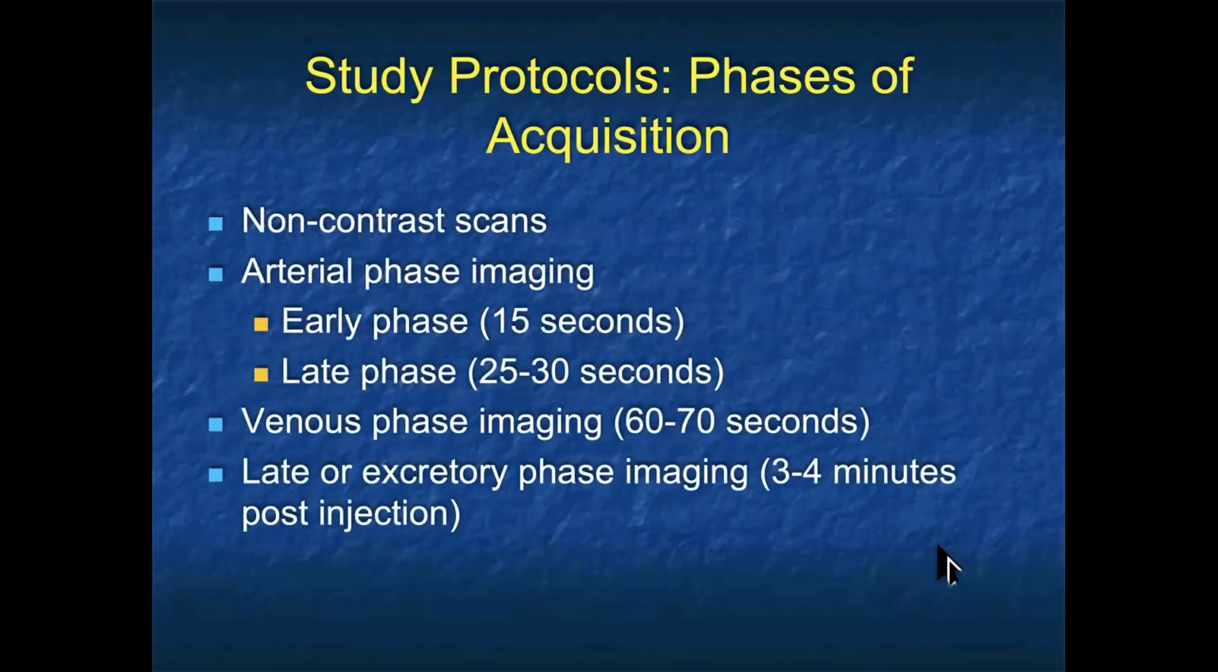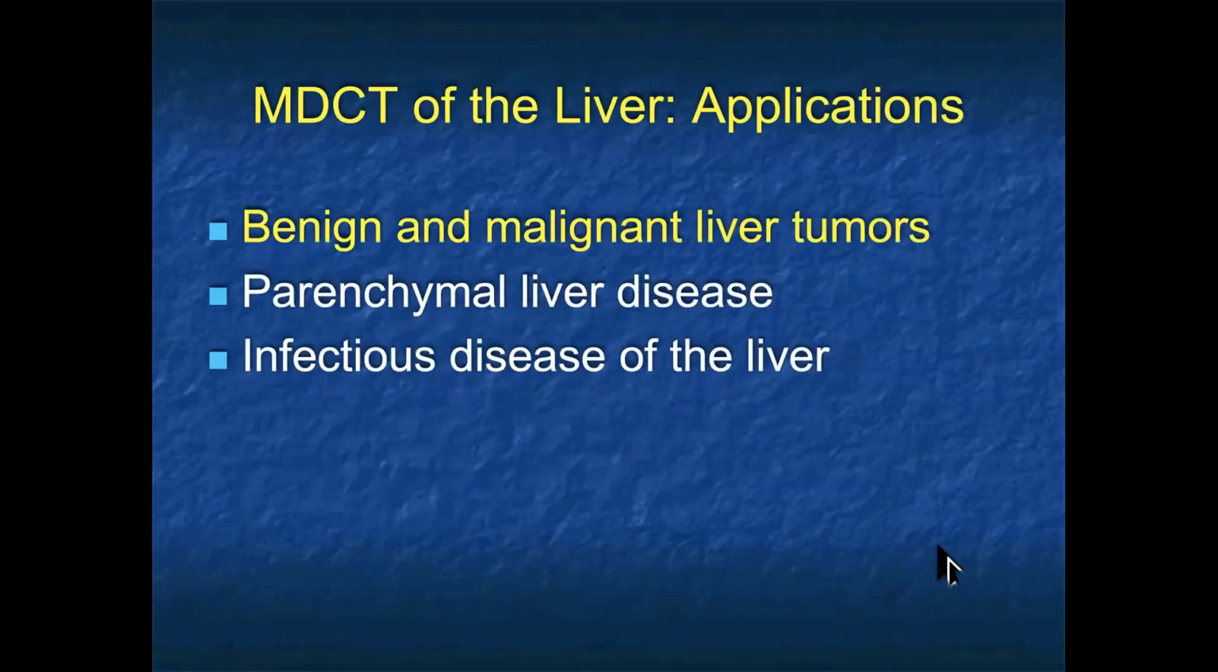So in terms of protocols, we look at the liver with dual phase imaging, basically arterial at about 30 seconds, venous in the 60 to 70 second range. We rarely do late phase imaging, occasionally, but it's rare. And we do not do non-contrast scans. What I'll speak about is, again, focusing on benign lesions, a little bit on malignancy. Obviously, there are many more talks on parenchymal disease and infectious disease, but we won't have time for that today.